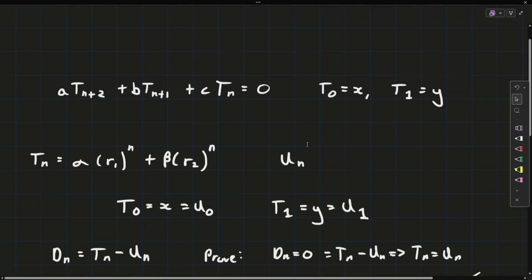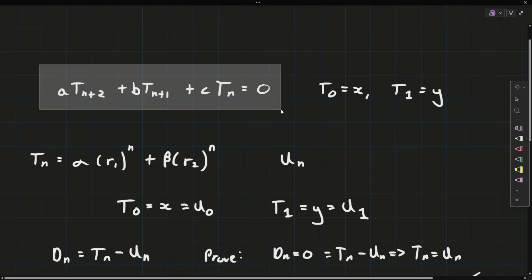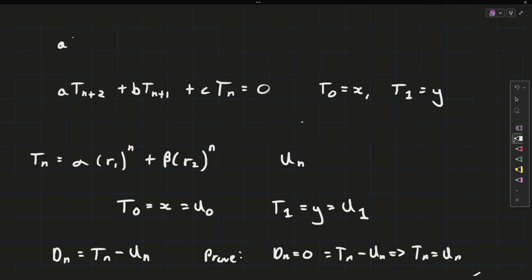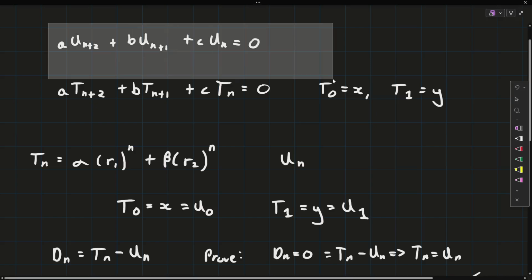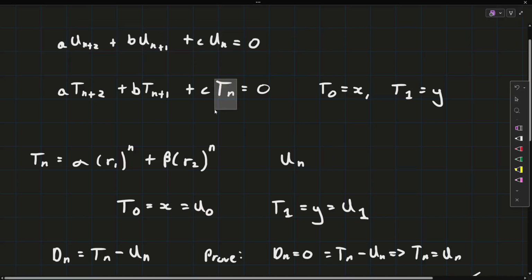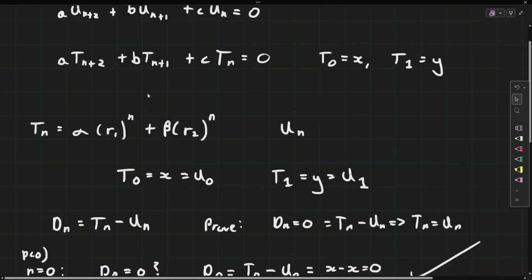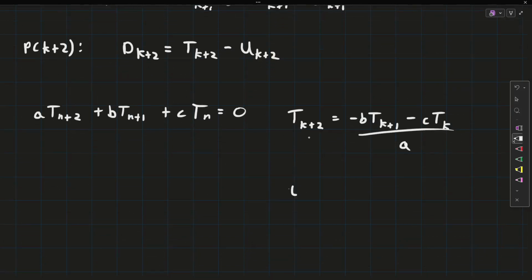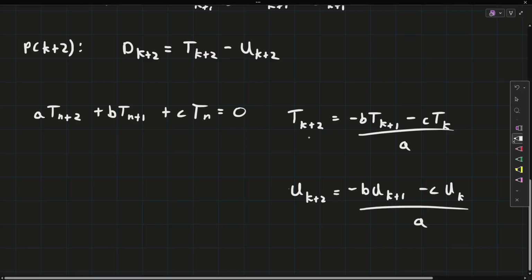Okay, so since we know that u sub n is a solution, that means we can sub it into the original equation and it will be true. So it's also true that a times u sub n plus 2 plus b times u sub n plus 1 plus c times u sub n is equal to 0. That's because u is a solution, so it can be subbed in as all these t sub n's. So that also means that u sub k plus 2 will be equal to minus b times u sub k plus 1 minus c times u sub k, all over a. Because we know that these are both solutions, we can sub them into the original equations, and these equations are true. And we can use these facts.